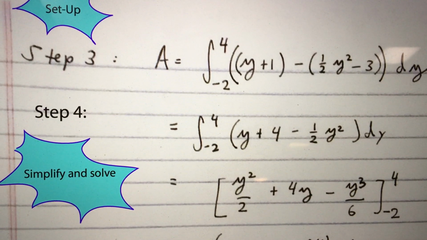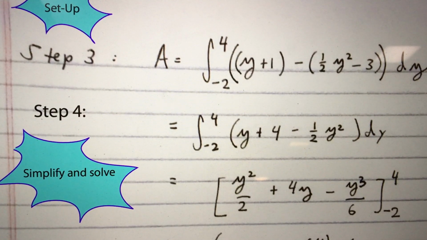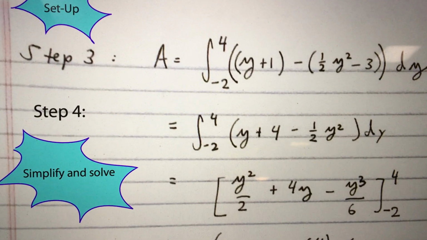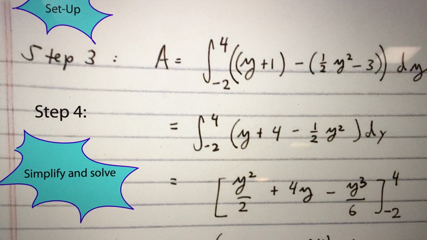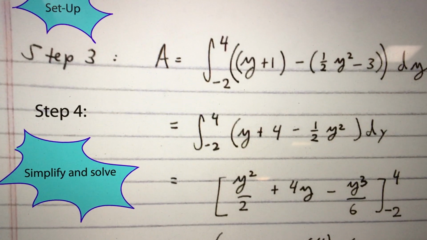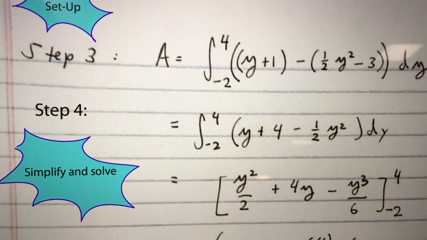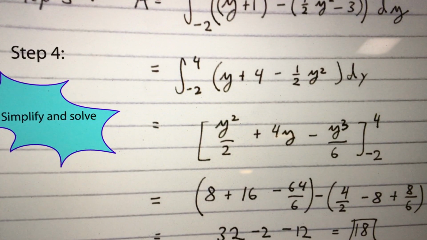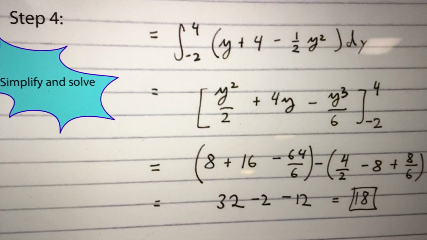But this integral is with respect to y. The dy at the end, one of the reasons why it's useful is that it tells you what variable goes on to the constants when you take the antiderivative. And then you can plug in the numbers. This just becomes a bunch of fractions, and it simplifies to 18.